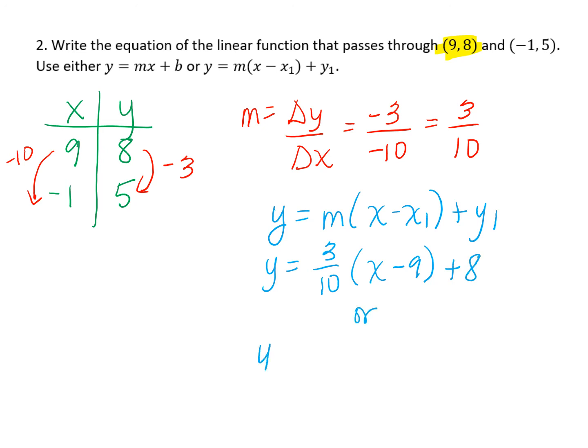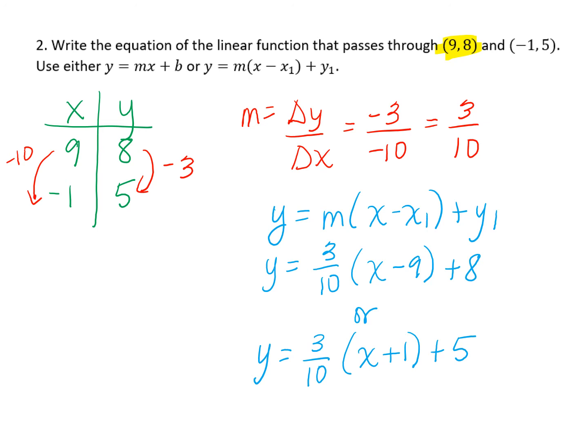Or if you use the other point, you would have x, and then it's the opposite of -1, so that would be a +1, and then a +5. So either one of those would have worked. You can use slope-intercept form. If you want to check your answer for that one, you could just distribute, or again, feel free to email me if you have questions on this one.